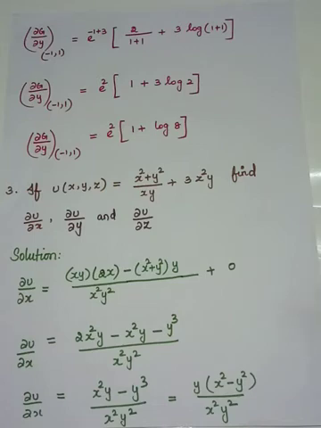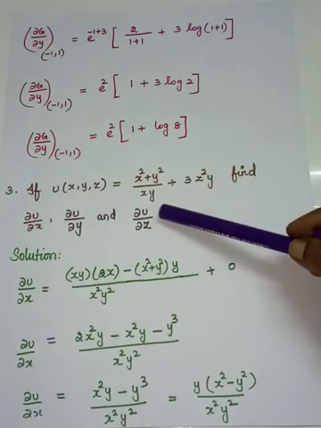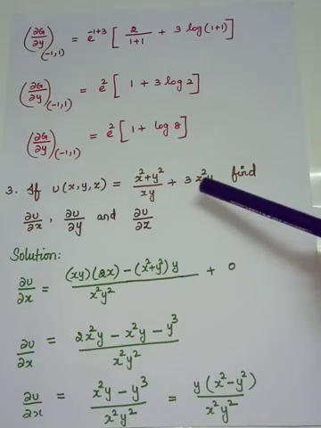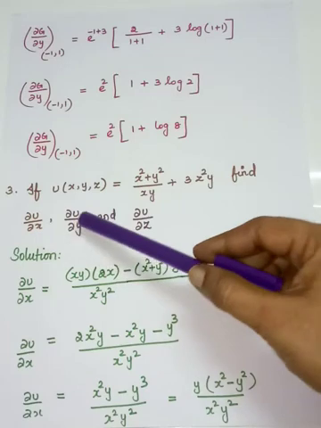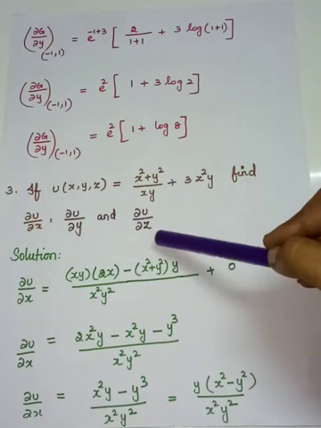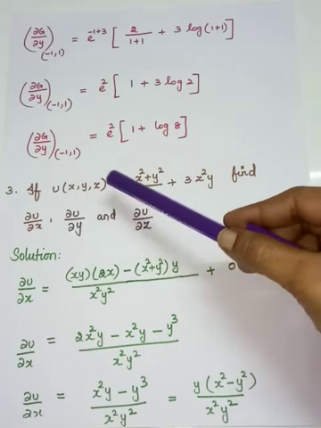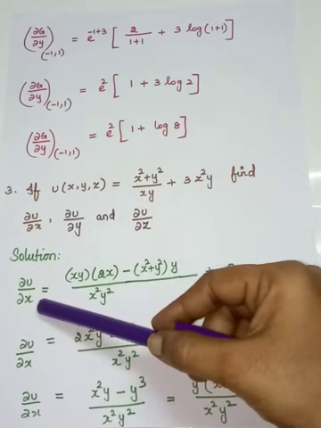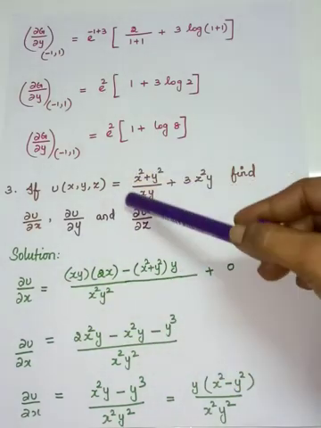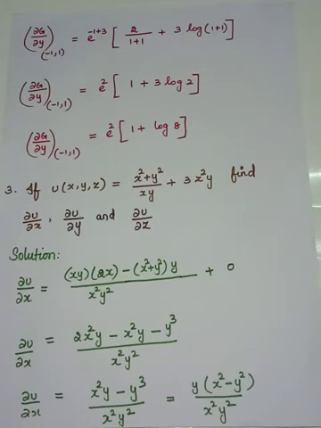If u of x comma y comma z is equal to x squared plus y squared divided by xy plus 3 z squared y. Find dou u by dou x, dou u by dou y, and dou u by dou z. Okay, so u is a function of 3 variables x, y, z. So you are going to differentiate u partially with respect to x. Okay, so see now, partially with respect to x means treat y and z as constant.